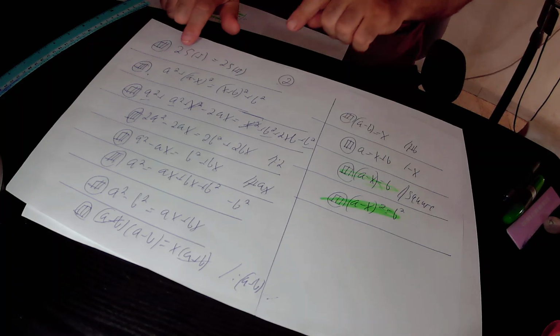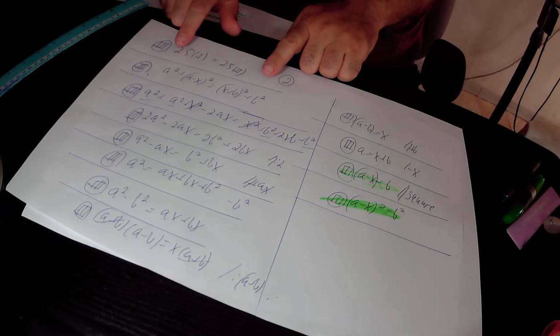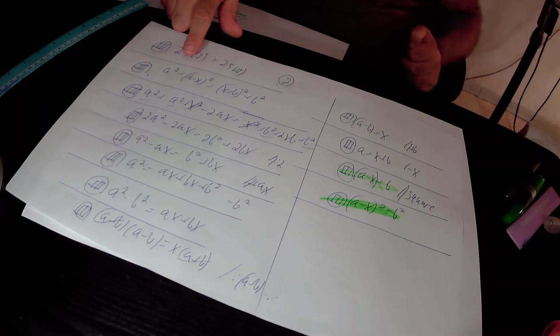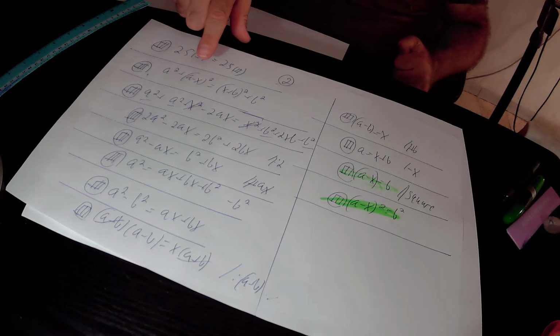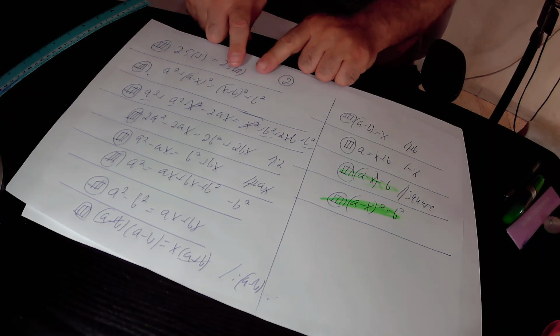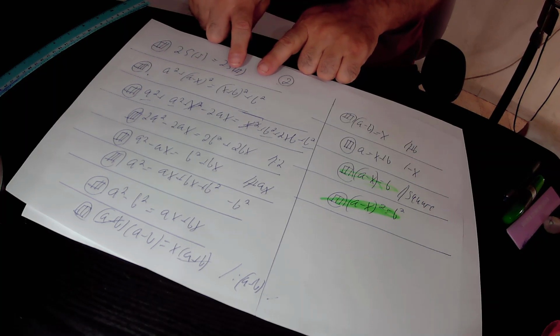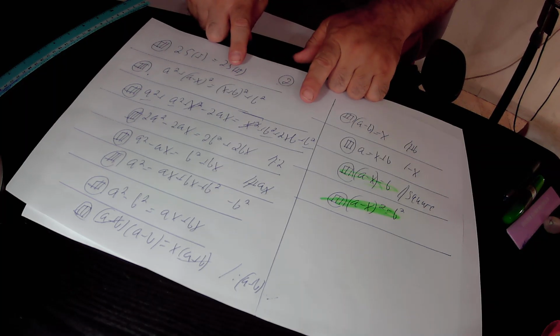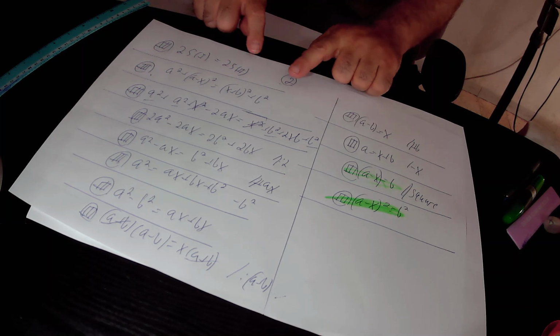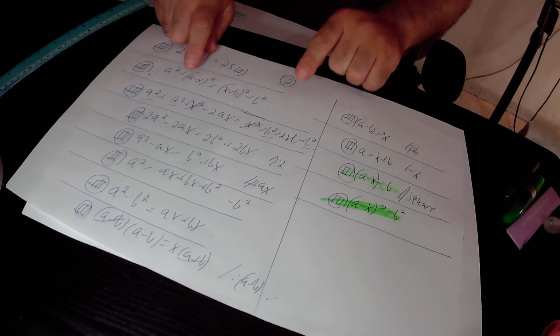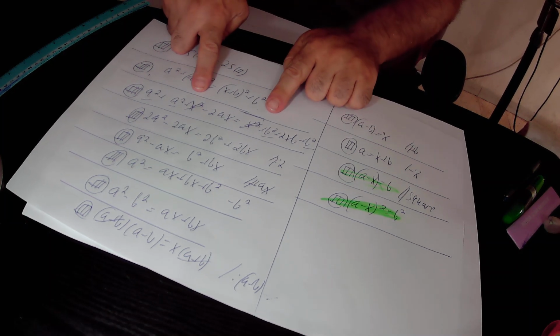Here we open the brackets on both sides of equation 3. We found that A squared plus (A minus X) squared equals A squared plus X squared minus 2AX, and it is equal to (X plus B) squared plus B squared, where (X plus B) squared equals X squared plus 2XB plus B squared. Here we have X squared on both sides of this equation, so X squared we can cancel.